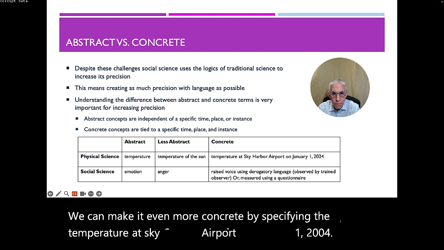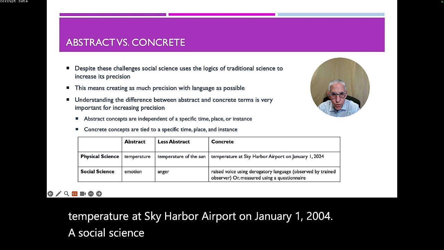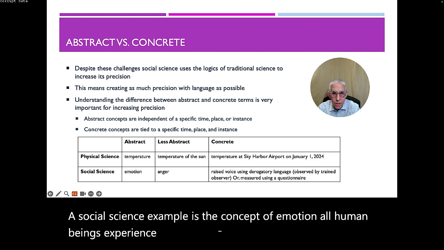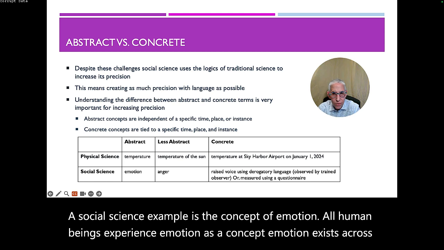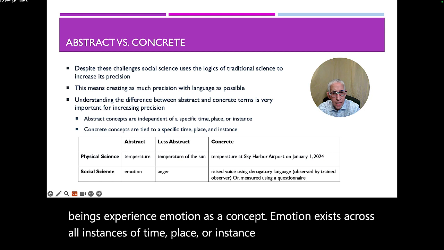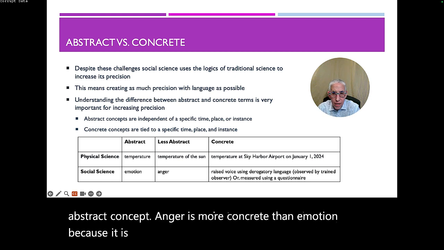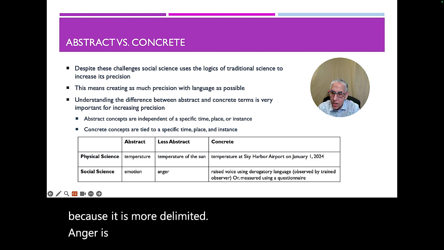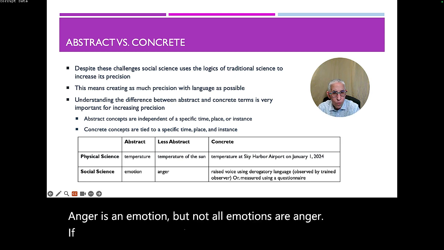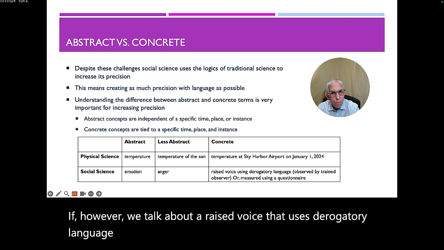A social science example is the concept of emotion. All human beings experience emotion. As a concept, emotion exists across all instances of time, place, or instance. Emotion is a very abstract concept. Anger is more concrete than emotion because it is more delimited. Anger is an emotion, but not all emotions are anger. If, however, we talk about a raised voice that uses derogatory language, we might have something even more concrete.